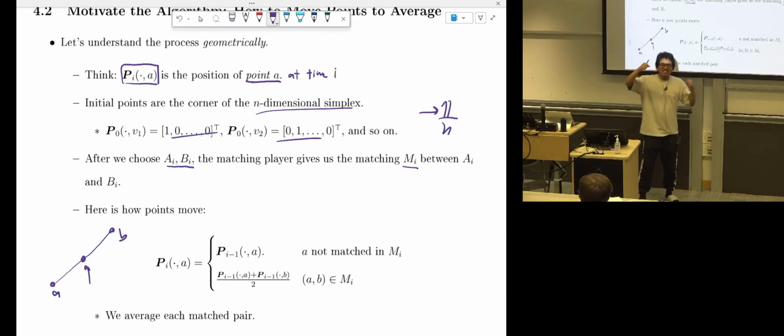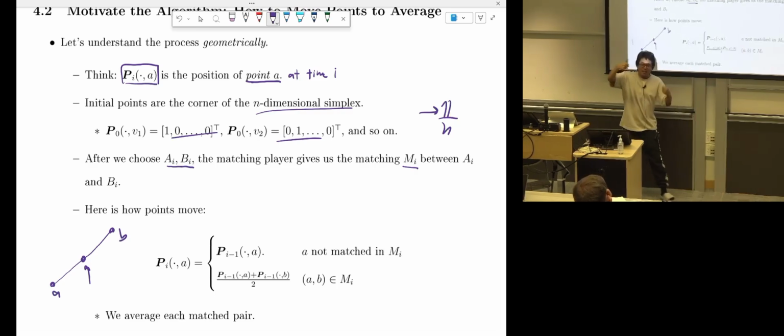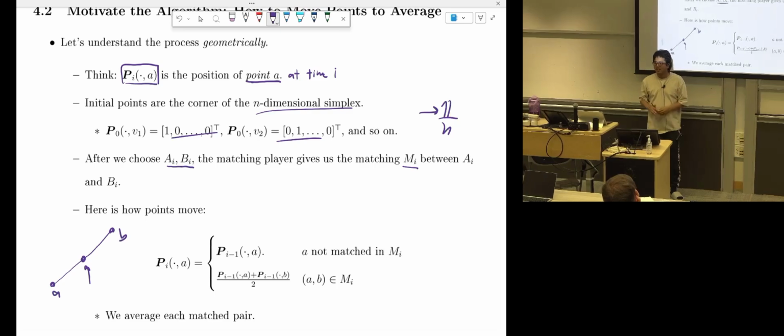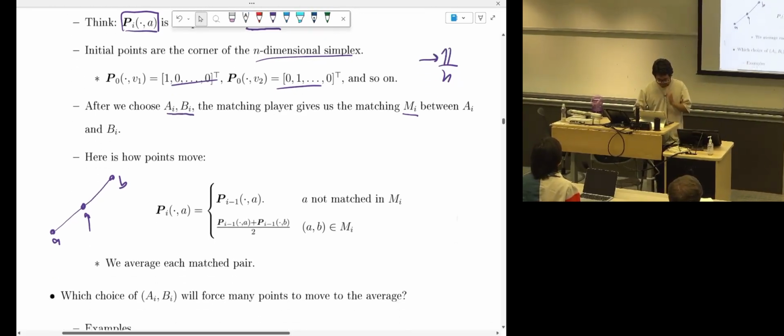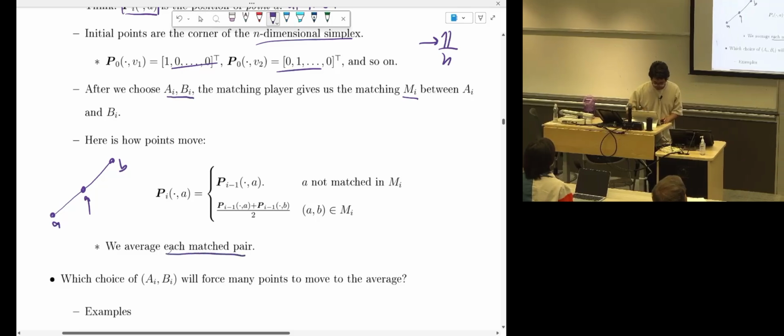But right now the matching player will basically average a bunch of pairs for us. Yeah, we average each matched pair.